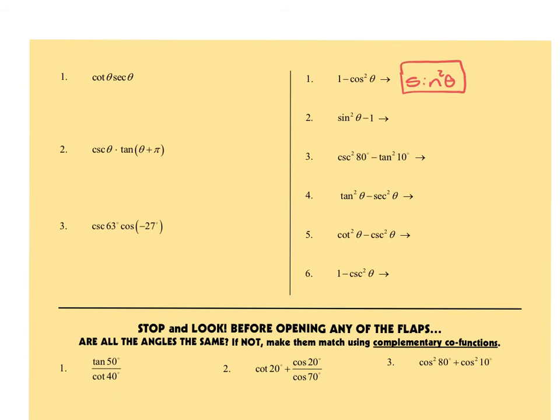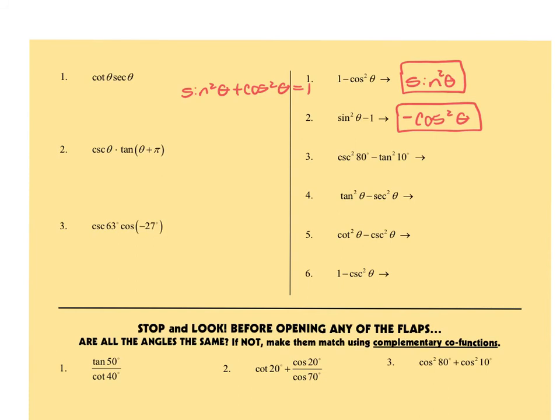The next one would be a sine squared minus 1. So if I'm visualizing sine squared theta plus cosine squared theta equals 1, and I have a sine squared theta minus 1, these two are actually switching places. The 1 comes over here, the cosine comes over here, so this is actually going to simplify to a negative cosine squared theta. You've got to be careful with those negatives.